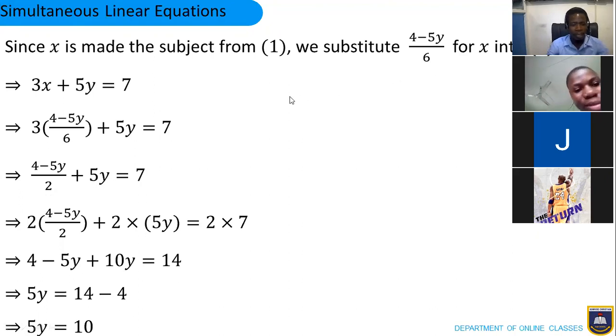Yes, sir. That is why we have 3x, and the x is 4 minus 5y divided by 6. So we've replaced the x with 4 minus 5y divided by 6. That is why we have the 4 minus 5y divided by 6 in the bracket there, multiplying the 3. Are you okay now? Yes, sir. Okay.